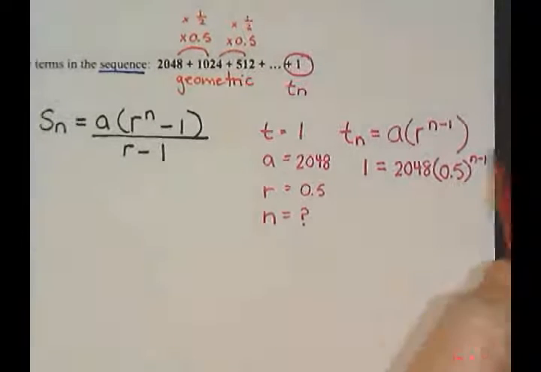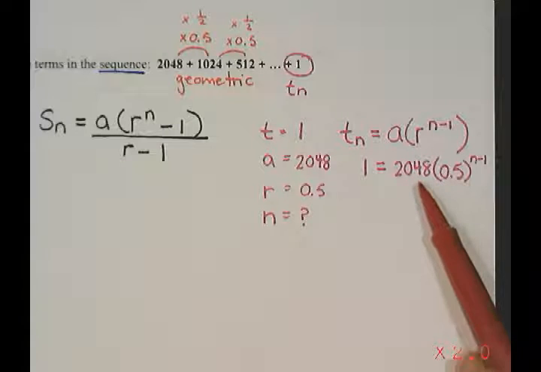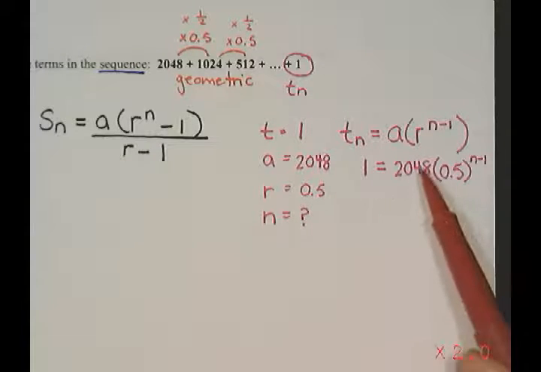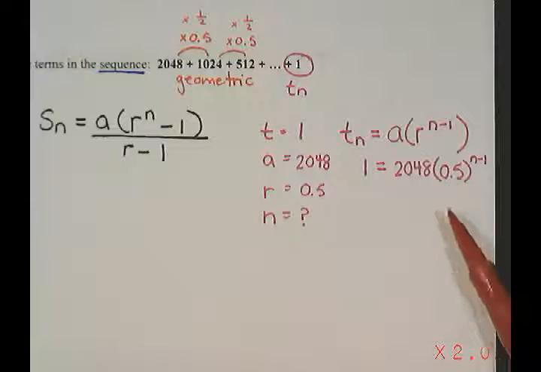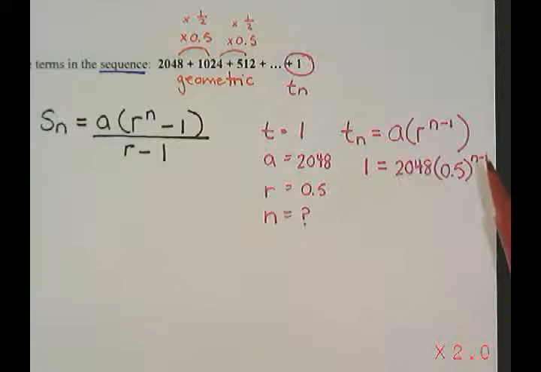Now, since I want to solve for n, I either need to multiply these two numbers together, or I need to take something to the other side. Can I multiply these two numbers together? The answer there is no, I can't. Why not? Order of operations.